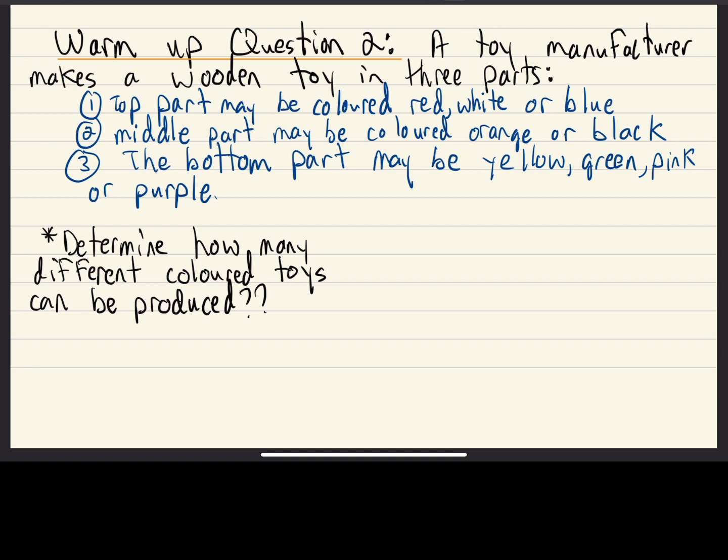But I want you to apply the same methods you did the first time to something that is more complicated like this, right? A toy manufacturer makes a wooden toy in 3 parts. The top part may be colored red, white, or blue. The middle part may be colored orange or black. And the bottom part may be yellow, green, pink, or purple. And we want you to determine how many different colored toys can be produced.